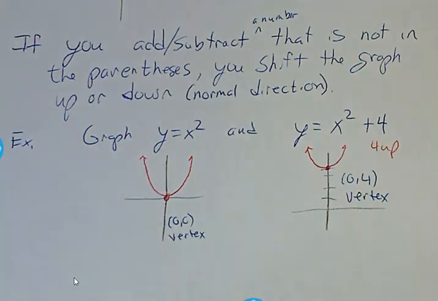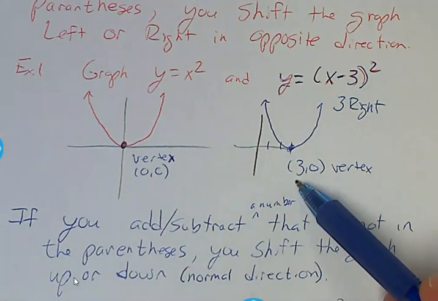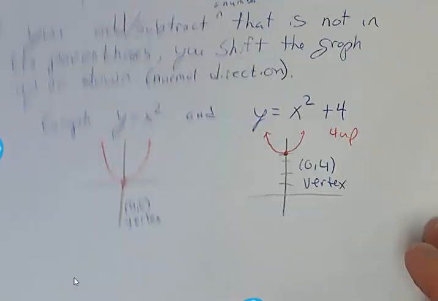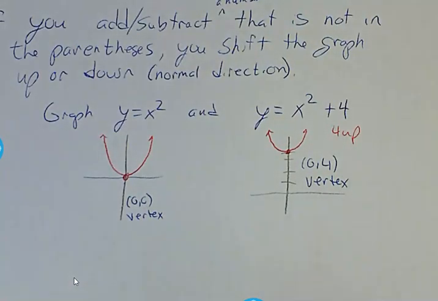So if you change your vertex, basically it comes down to this. The number that's on the inside goes first for your x's. If there's a number on the outside, it goes with the y's, because again, you're going to move it up and down.